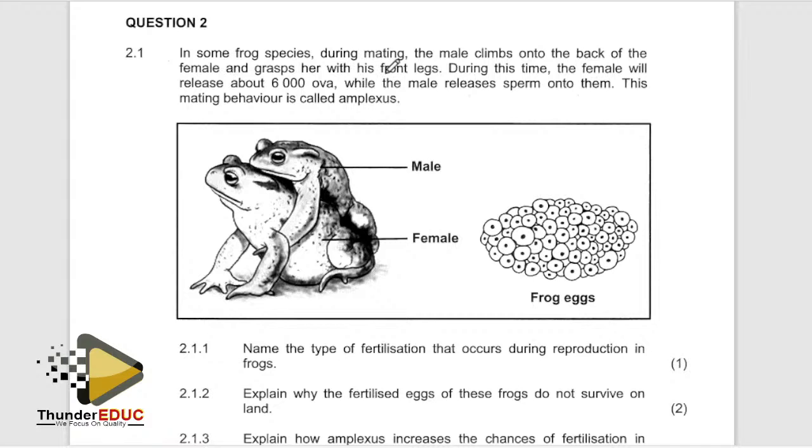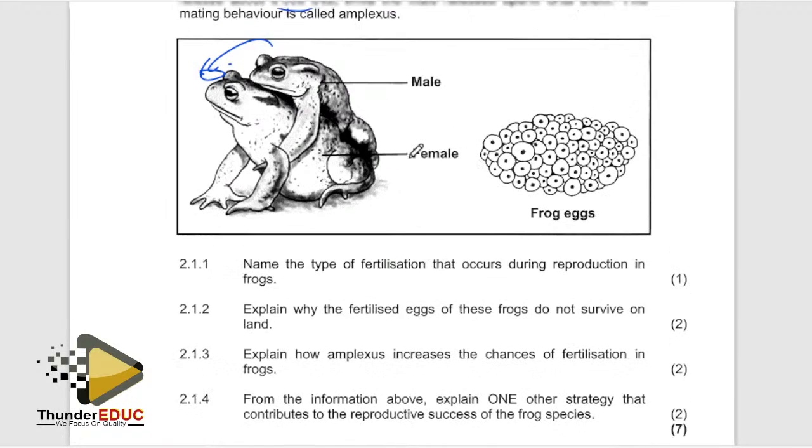So it's a culture whereby a male is on top of a female. During this time, the female will release about 6,000 ova. Imagine you are a lady releasing all these kids. You give birth to the whole country in 10 years, while the male releases sperms onto them. This mating behavior is called, yes.